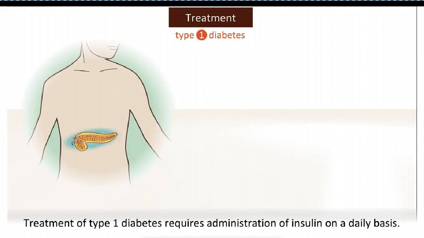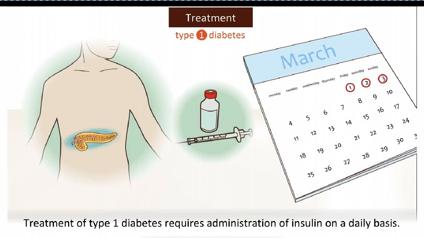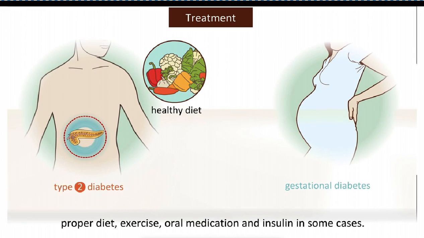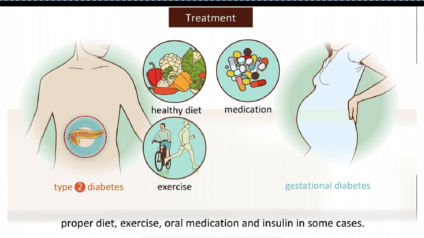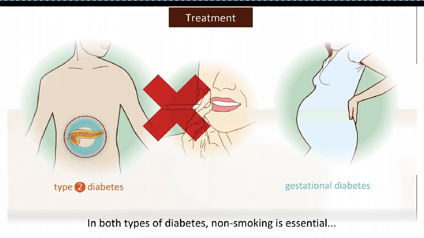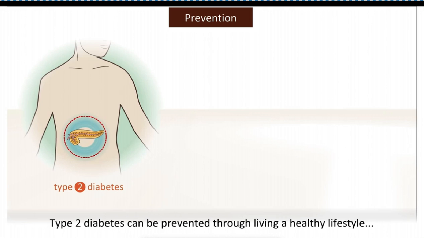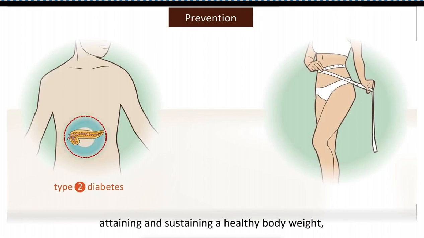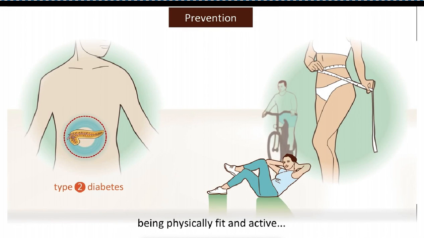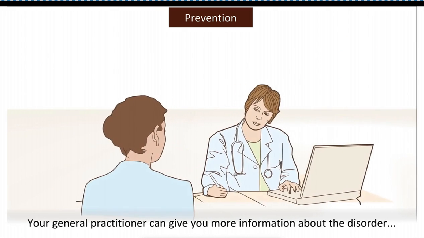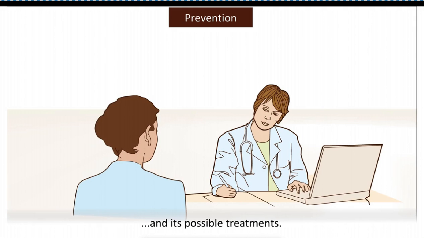Treatment of type 1 diabetes requires administration of insulin on a daily basis. Type 2 diabetes and gestational diabetes treatment involves proper diet, exercise, oral medication, and insulin in some cases. In both types of diabetes, non-smoking is essential to prevent damage due to diabetes. Type 2 diabetes can be prevented through living a healthy lifestyle that includes attaining and sustaining a healthy body weight, being physically fit and active, and eating a well-balanced and healthy meal. Your general practitioner can give you more information about the disorder and its possible treatments.